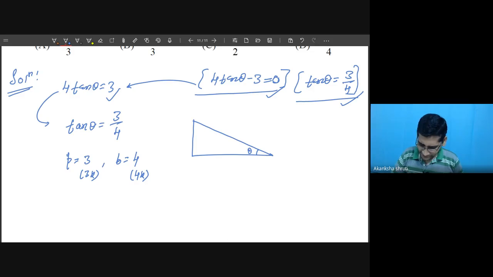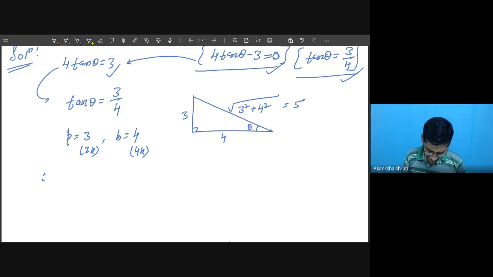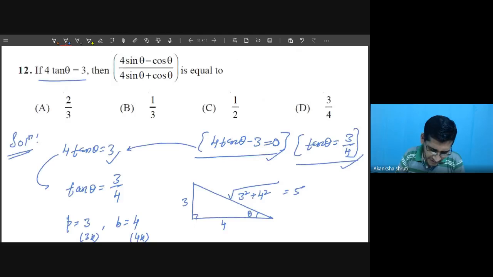Perpendicular is 3, this is 4, and so the hypotenuse is given by the root of 3 square plus 4 square. It's so simple. So this is ultimately 5. Therefore, आप चाहें तो h आप यहां भी लिख सकते हैं. h is equal to root of 3 square plus 4 square. This is equal to 5. Now, with this perpendicular, base and hypotenuse, what we are going to do? We have to calculate this much.